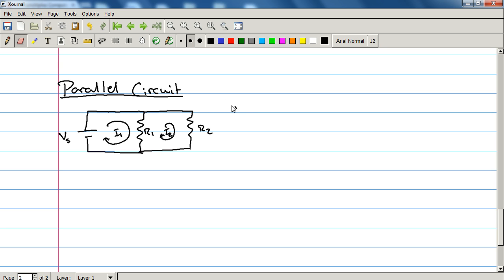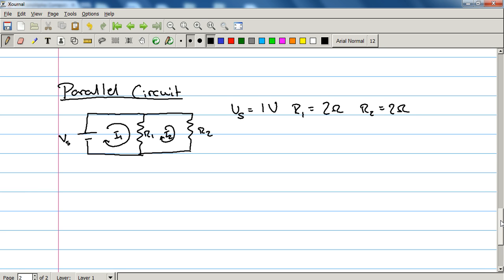So, let's say Vs is 1 volt. R1 is 2 ohms, and R2 is also 2 ohms. Okay. So now that we have 2 loops, we have to write 2 equations. One equation we will call loop 1, and another equation we'll call loop 2.